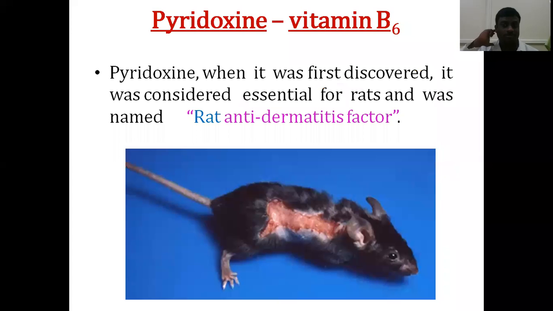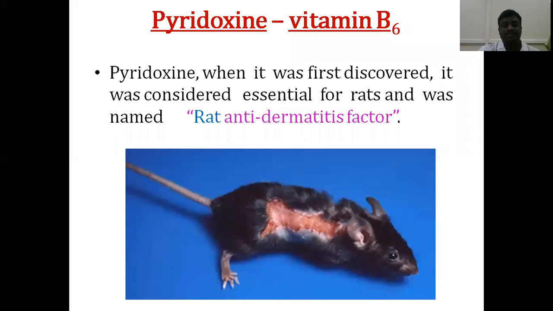So pyridoxine is a B complex vitamin, and you know that all B complex vitamins are water soluble vitamins. In experiments, especially on rats, some scientists observed dermatitis, a skin problem. The rats suffering with dermatitis were given a vitamin B6 dose, and then the skin rash was cured. So then they gave that name: vitamin B6 is a rat anti-dermatitis factor.